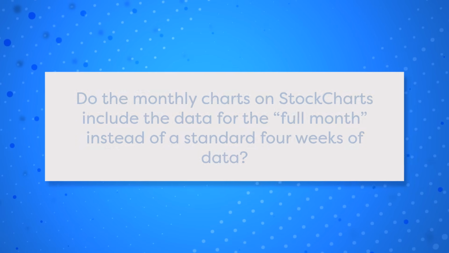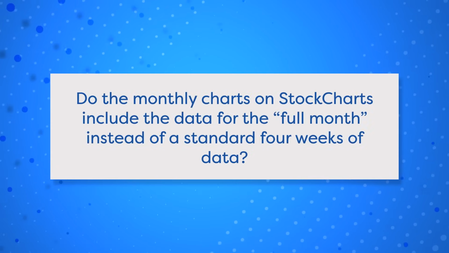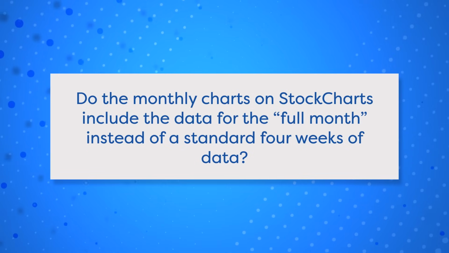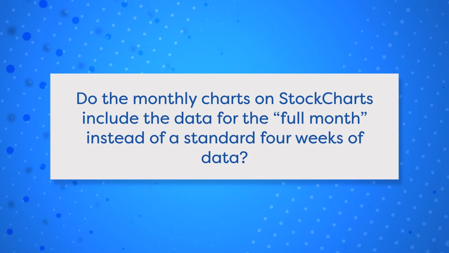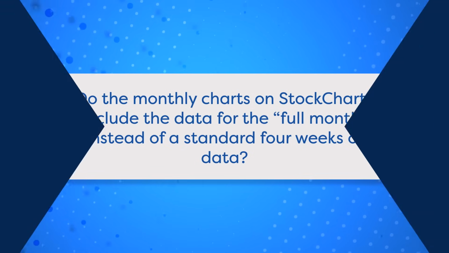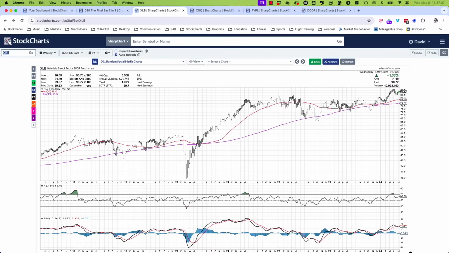Next question: do the monthly charts on StockCharts include the data for the full month instead of a standard 4 weeks of data? You ask, for example, in April, April 1st was a Monday, April 30th was a Tuesday. It spanned about 4 weeks plus a couple days. So you would assume that it would use April 1st through the 30th and not Monday, April 1st through Friday, April 26th. And the short answer is you're correct.